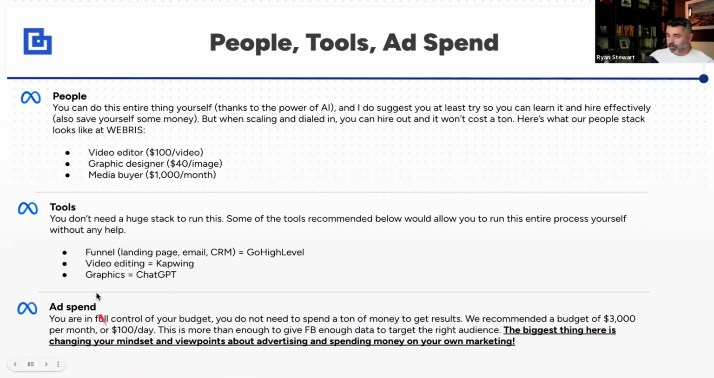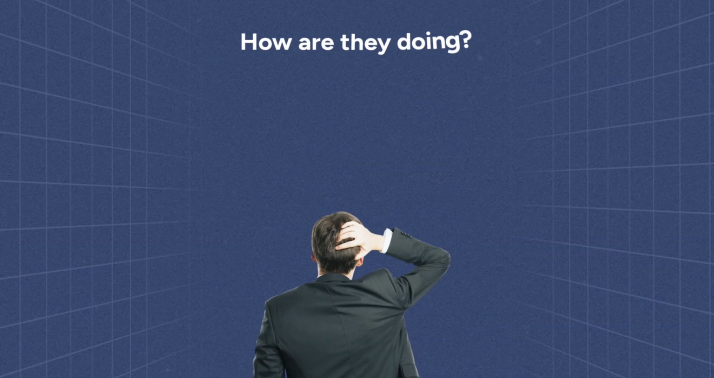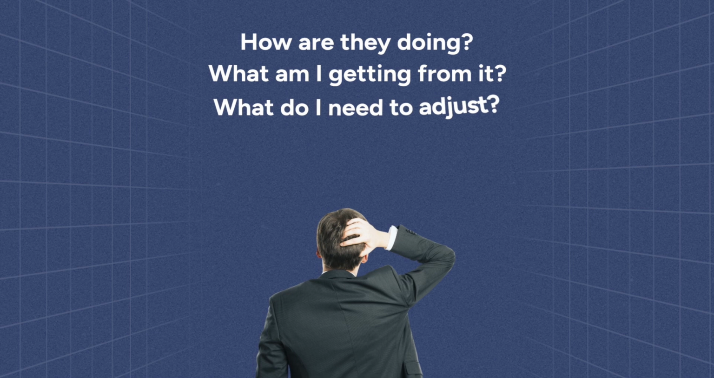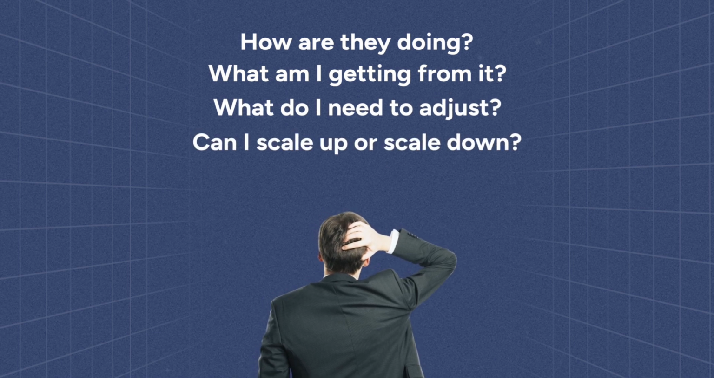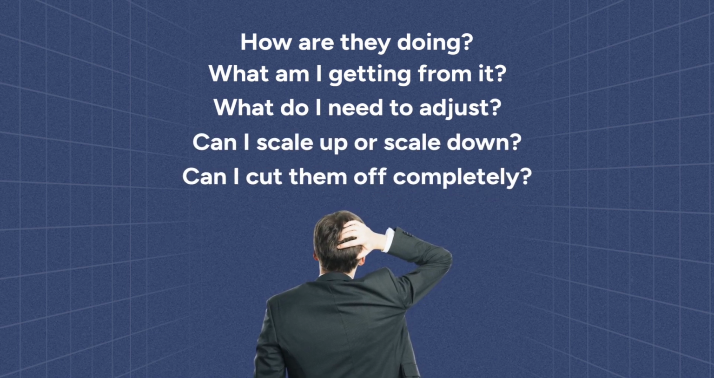So that also gives you a little bit more control too. Like you're not working with an agency that's going to spend $3,000 a month. You have day-to-day control over your ads. So if you're spending $50 a day, every day you can wake up and say, how are they doing? What am I getting from it? What do I need to adjust? Can I scale up or scale down? Can I cut them off completely? Right. It's kind of the beauty of Facebook.